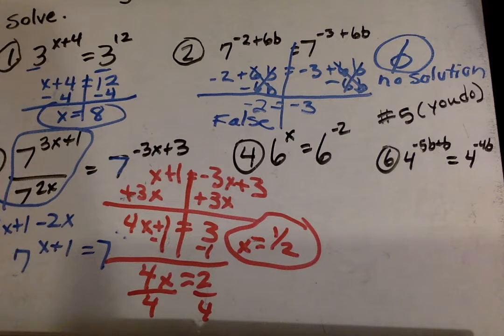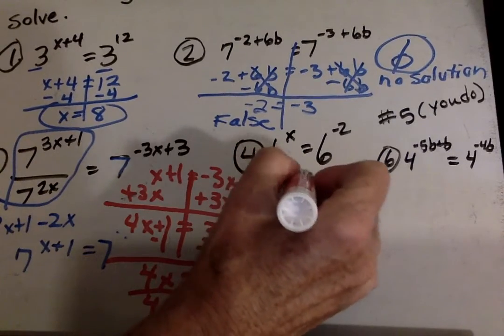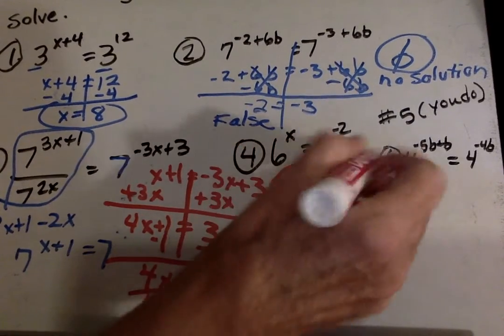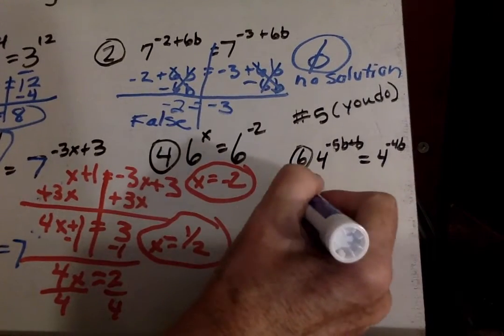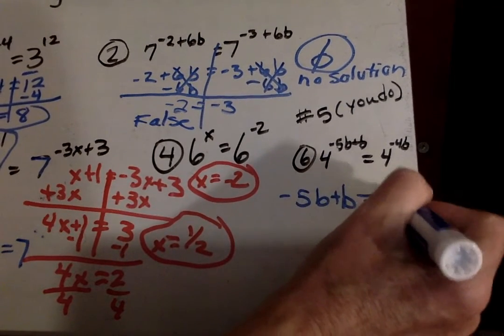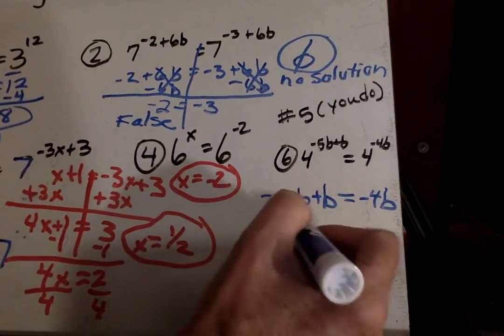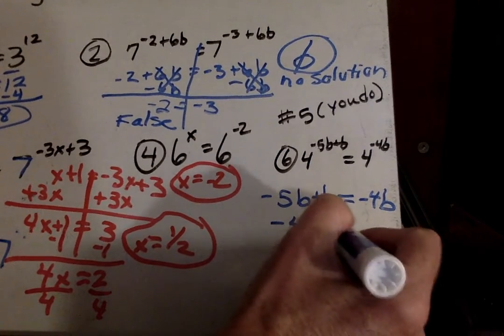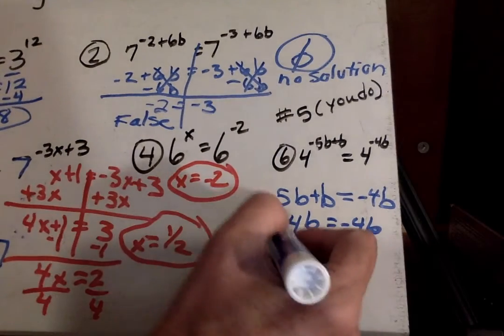All right, we can go on to number 4. It's almost like example 1. So we could say bases are the same, x equals negative 2. Easy peasy, that one. Didn't have to do much work there. Next, I'm going to go on to number 6, where these bases are the same. So I can say negative 5b plus b equals negative 4b. Next, I'm going to combine like terms here. Negative 4b equals negative 4b. And I have to get them on the same side, so I'm going to go ahead and add 4b.